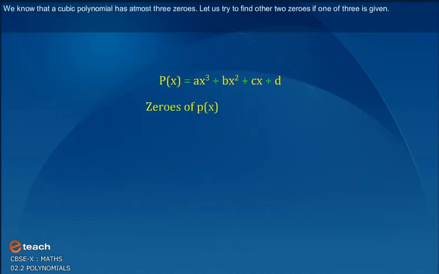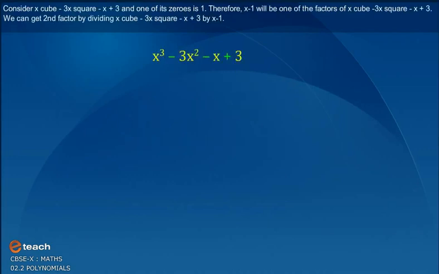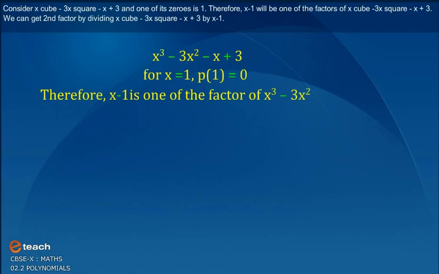We know that a cubic polynomial has at most 3 zeros. Let us try to find the other 2 zeros if one of 3 is given. Consider x cube minus 3x square minus x plus 3 and one of its zeros is 1. Therefore, x minus 1 will be one of the factors of x cube minus 3x square minus x plus 3. We can get the second factor by dividing x cube minus 3x square minus x plus 3 by x minus 1.